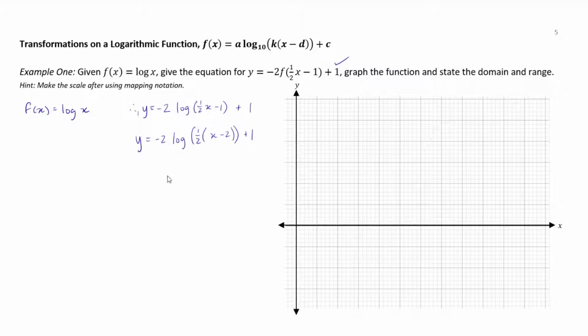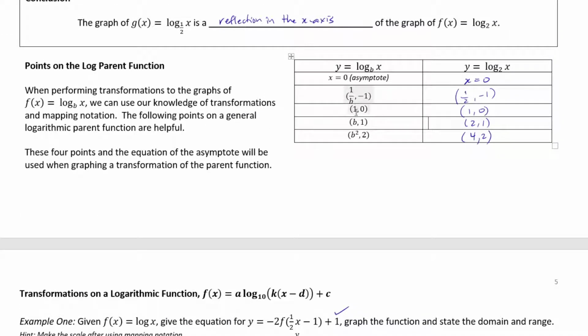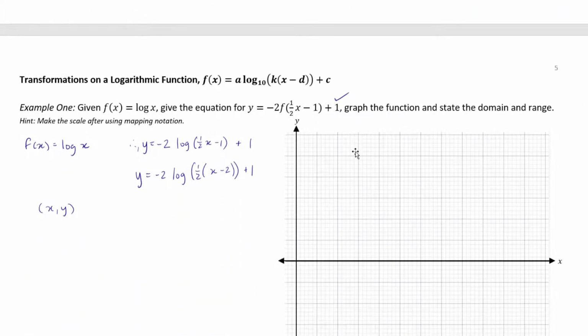Now I need to graph the function. So I take my parent function, which is f of x is equal to log of x, and I have my x and y values there. All right, and I think about the base points on this parent function, right? So I think about this right here. Okay, what are the points on that parent function?